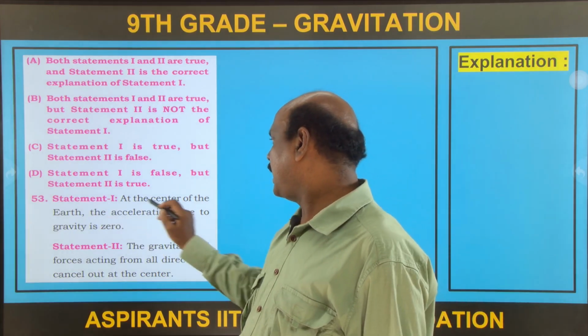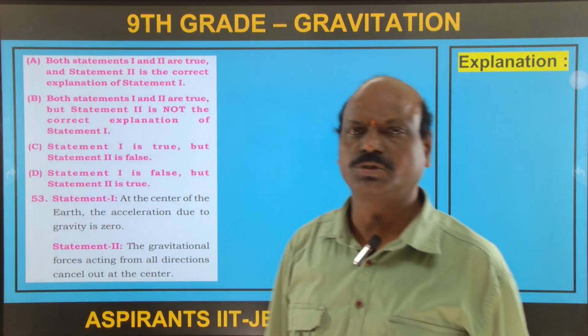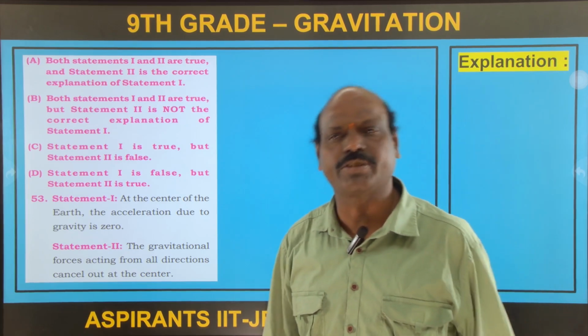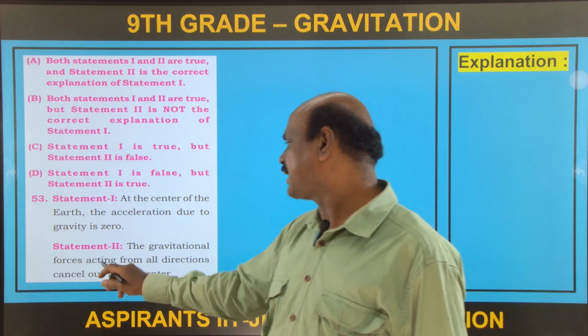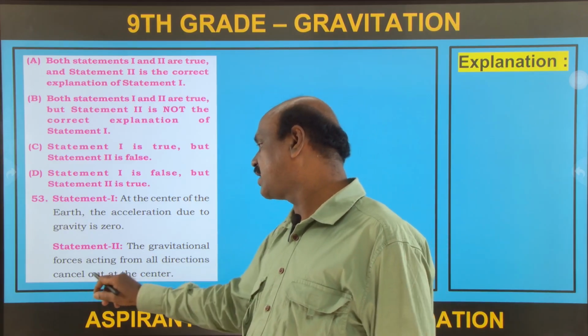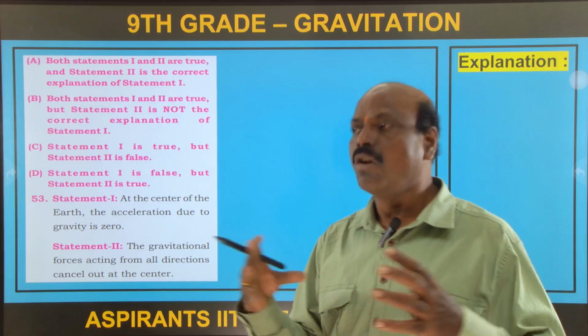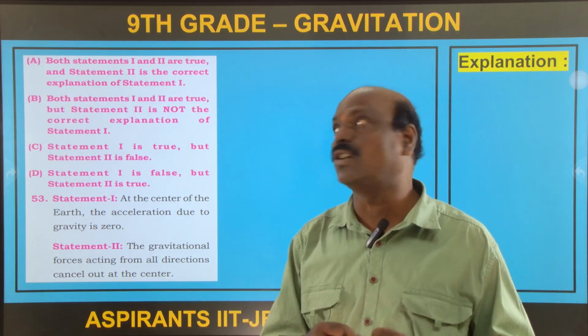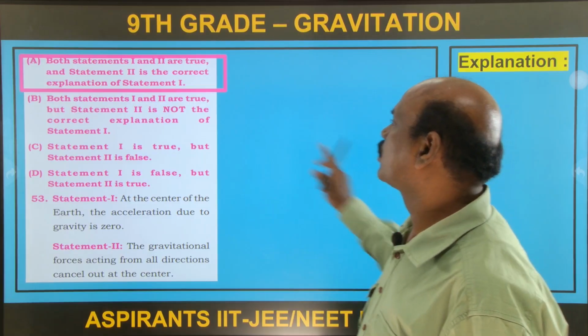At the center of the earth, the acceleration due to gravity is 0. Yes, it is true. Why? Because the gravitational force acting from all directions cancels out at the center. Meaning as the forces are acting towards the center, one force cancels the other force. So both the statements are true and it is the correct explanation. So option A.